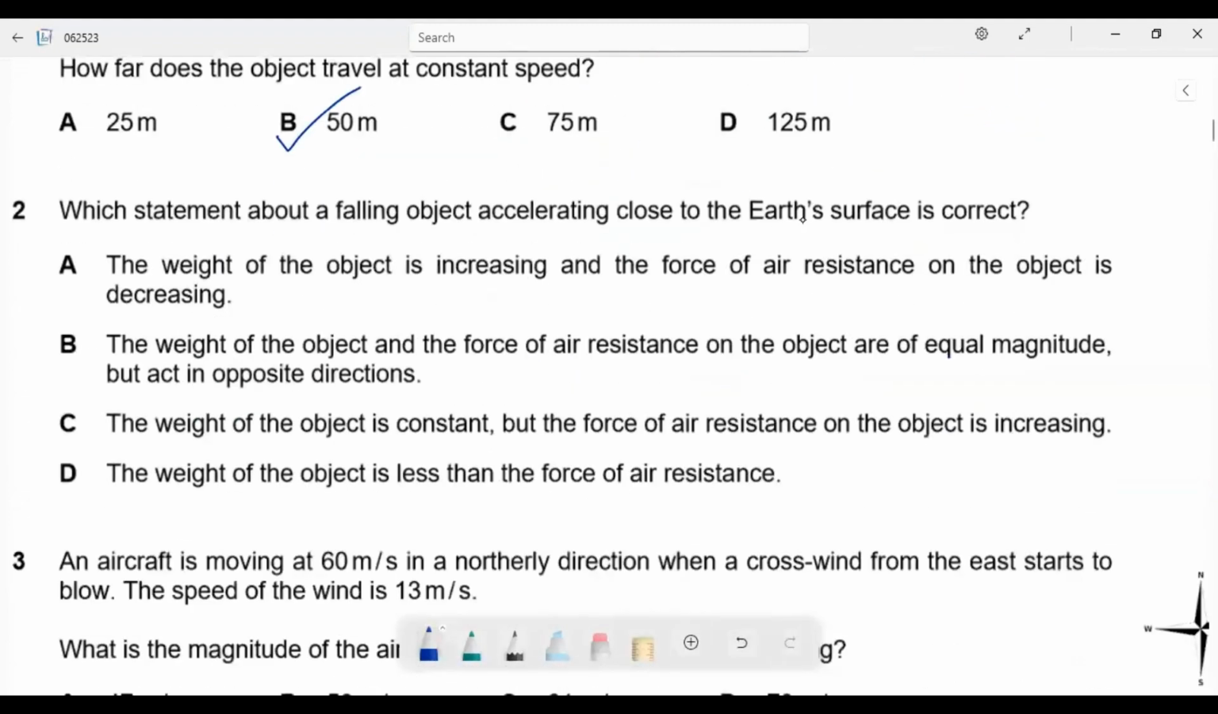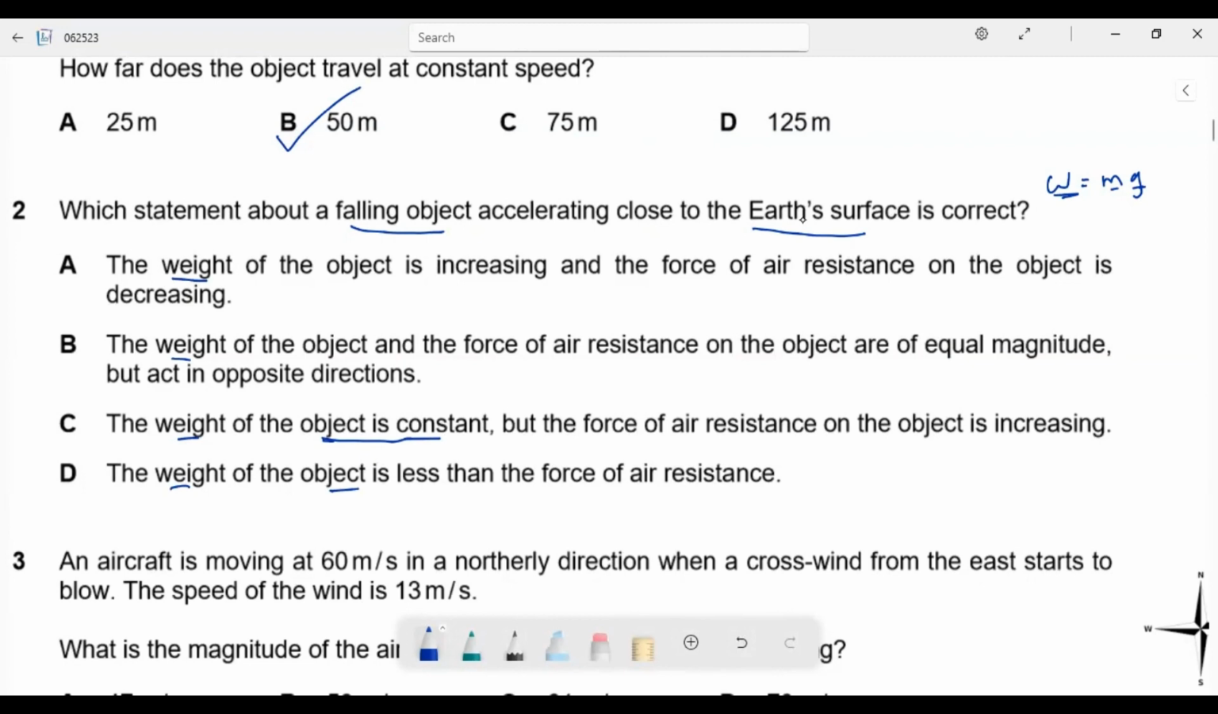Next, which statement about a falling object accelerating close to Earth's surface is correct? So here they are dealing with the weight. Weight remains constant. Weight is mg, on Earth gravity is constant. As long as the mass remains constant, the weight will be a constant value. So in C and D, C says the weight of the object is constant. This is right.